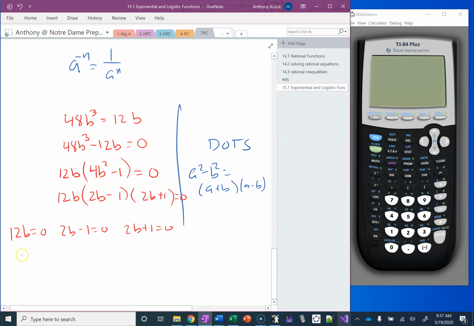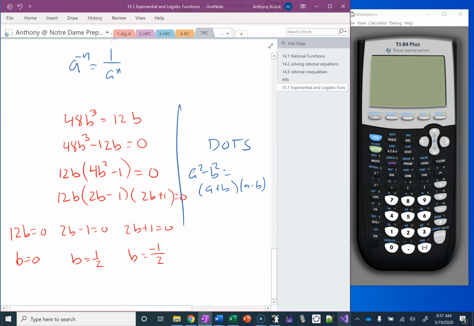to 0. So in the first equation, if I divide both sides by 12, I get b equals 0. In the second equation, if I add 1 to both sides and then divide both sides by 2, I get 1/2. And in the third equation, if I subtract 1 from both sides and divide both sides by 2, I get -1/2.